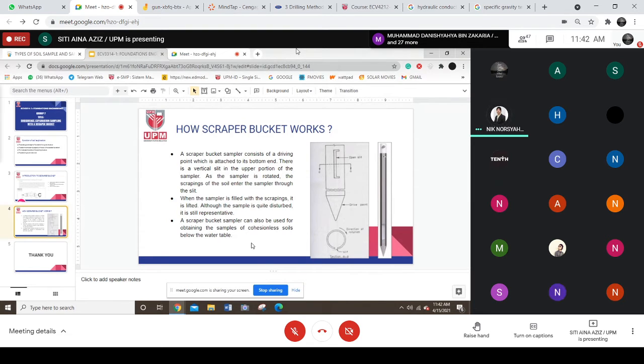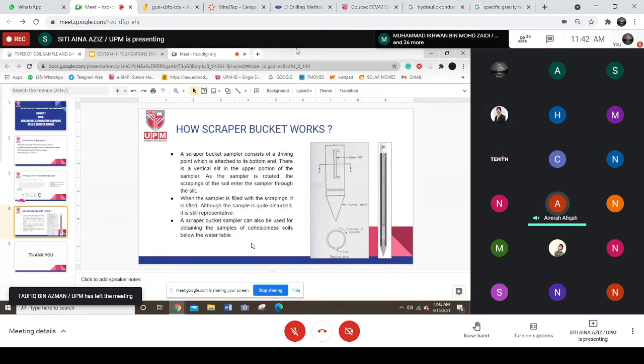Any group? Doctor, I want to ask. For the scraper bucket, we cannot find much information about it. Is it because it is costly, or people just use SPT, or because we don't find any calculation for the scraper bucket? Because I was only told to find the procedure.